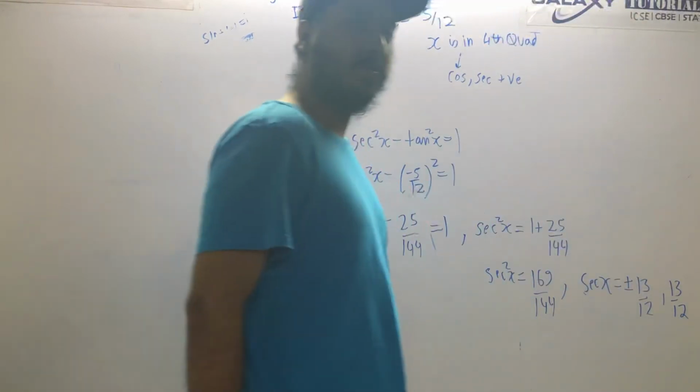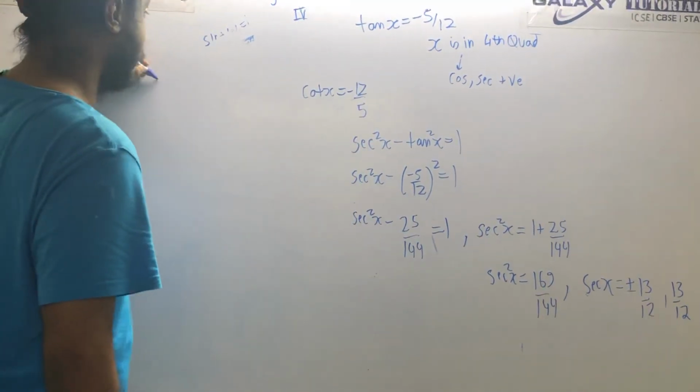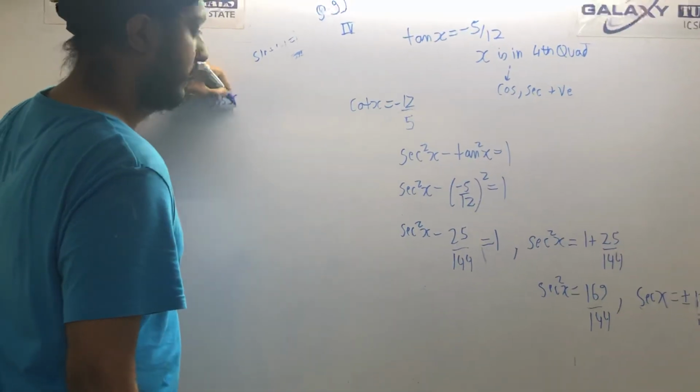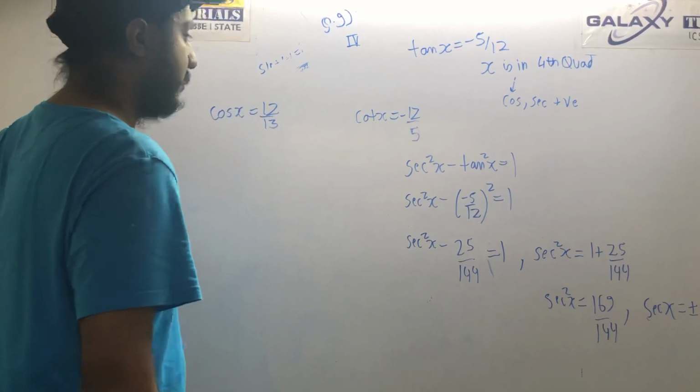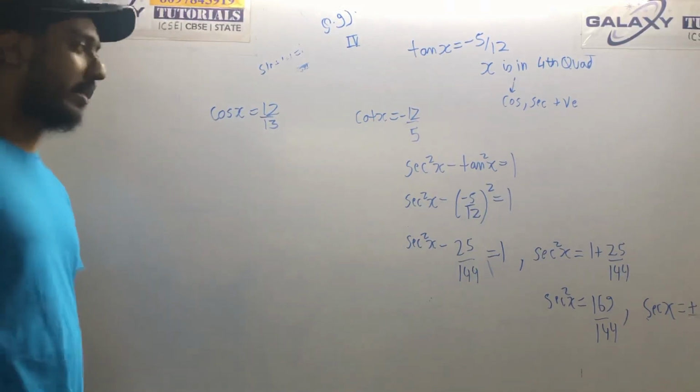Now you know sec x also. If you know sec x, you can find cos x. Cos x will be how much? 12 by 13. Okay, now sine is remaining and cosecant is remaining.